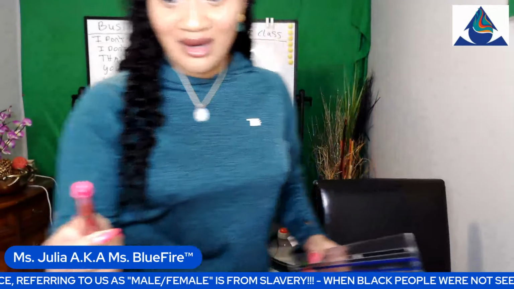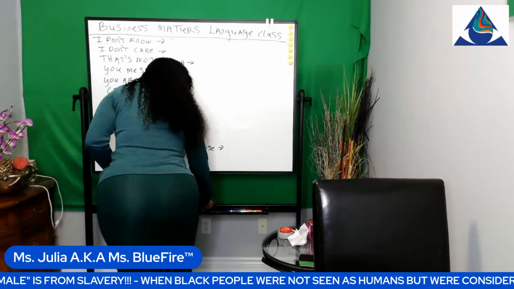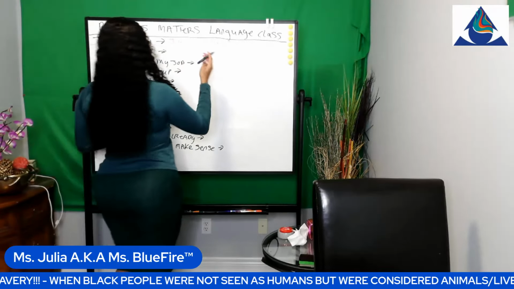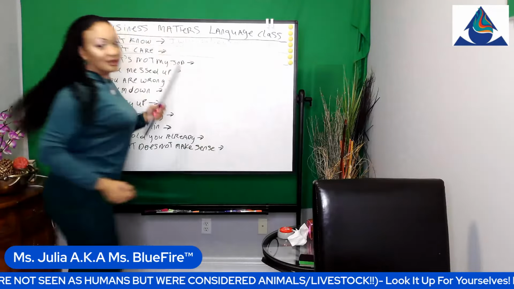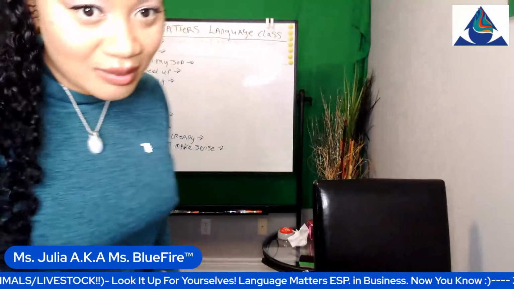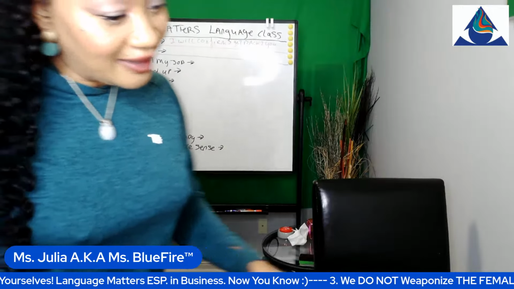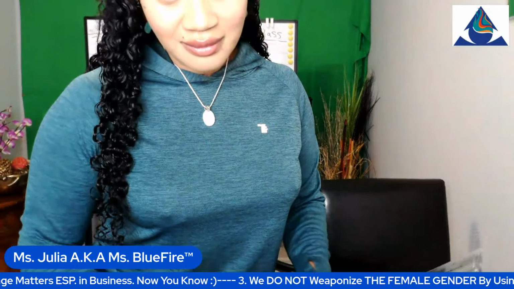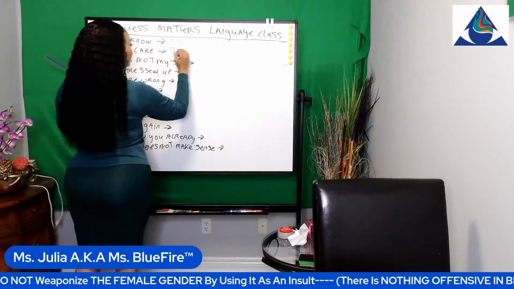Use another color marker. You're not seeing that one on the board. Okay. You know what? Can you see the purple? Let's see if you can see the purple. Instead of I don't care, what would you say? Instead of I don't care, we'll say, it's not a priority at this time. Let me see if you can see. If not, I'll just use black.